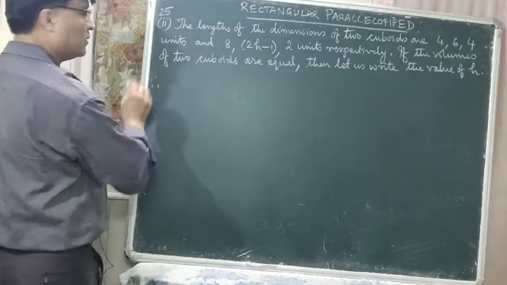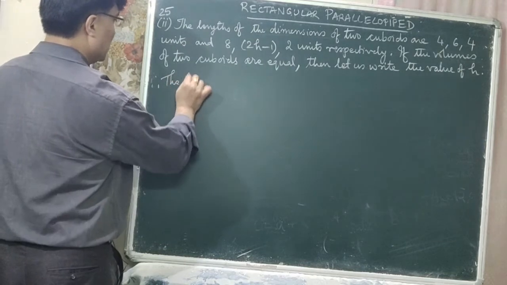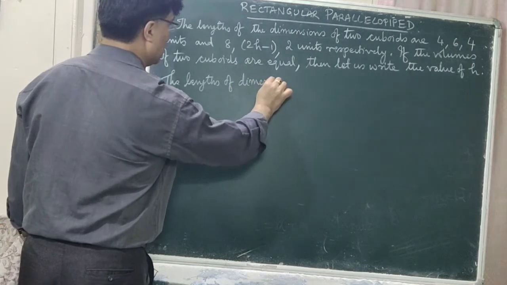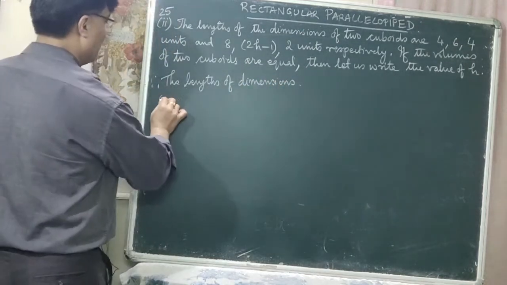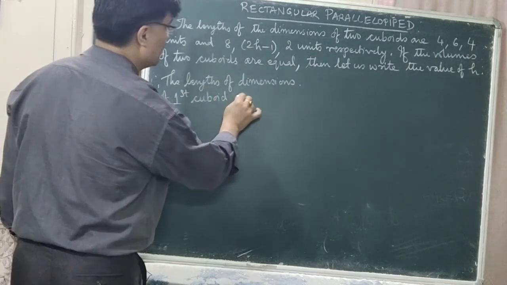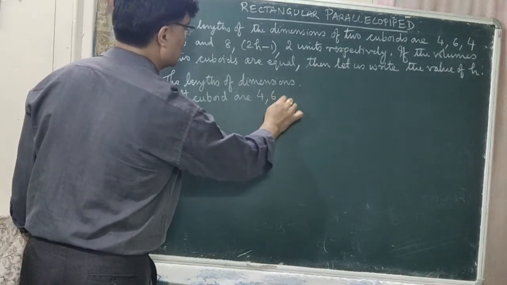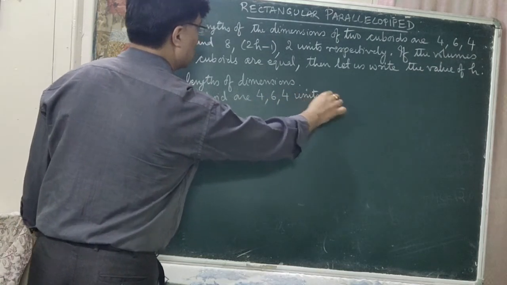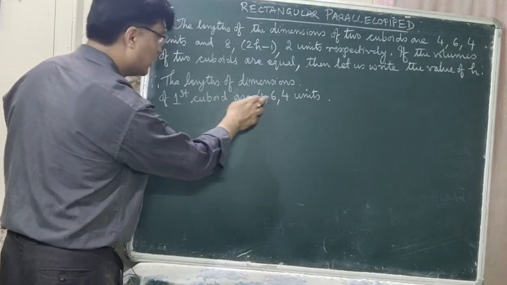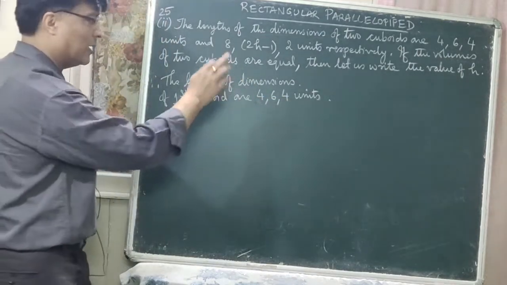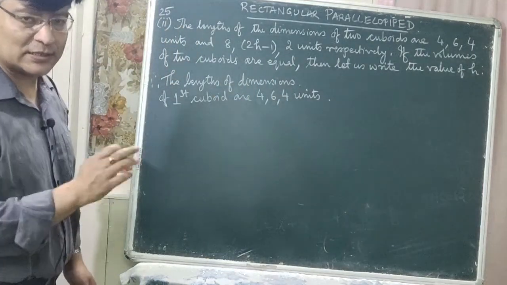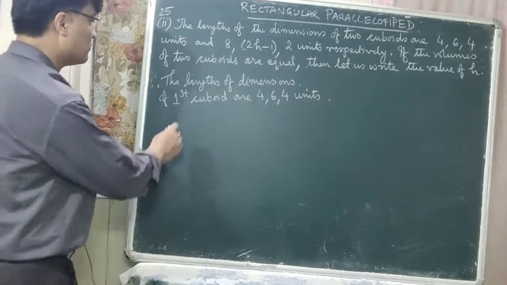So now write down the dimensions. The lengths of the dimensions of the first cuboid are 4, 6, 4 units. That means length of the first cuboid is 4 units, breadth is 6 units and this 4 units is the height of the cuboid. That is the height of the first cuboid. So let us find out its volume.